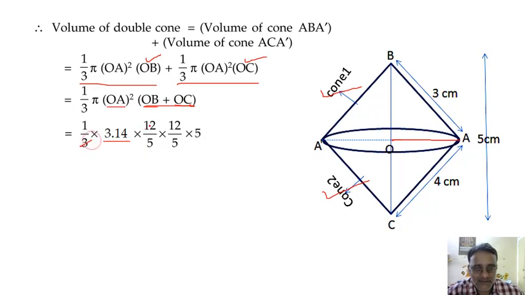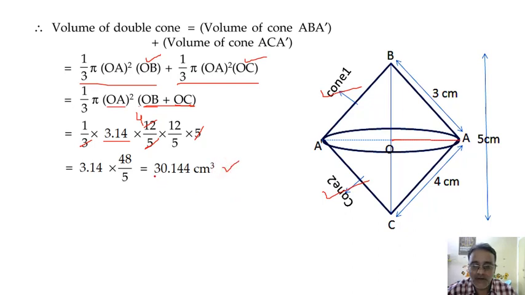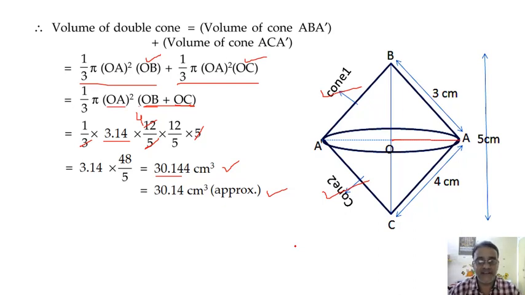So 1/3 we can cancel here, we'll get 4. 1/5 also cancels, and we'll get 3.14 into 48 upon 5. So approximately it will be equal to 30.144 centimeter cube. Now round up to 2 places, so 30.14 centimeter cube. Any doubt in volume? No, sir. Okay, now we'll move towards surface area.